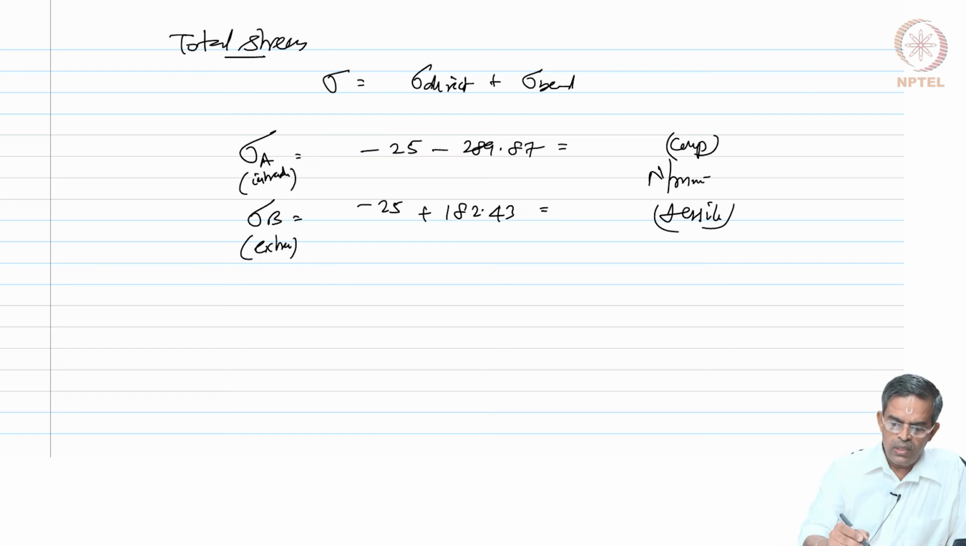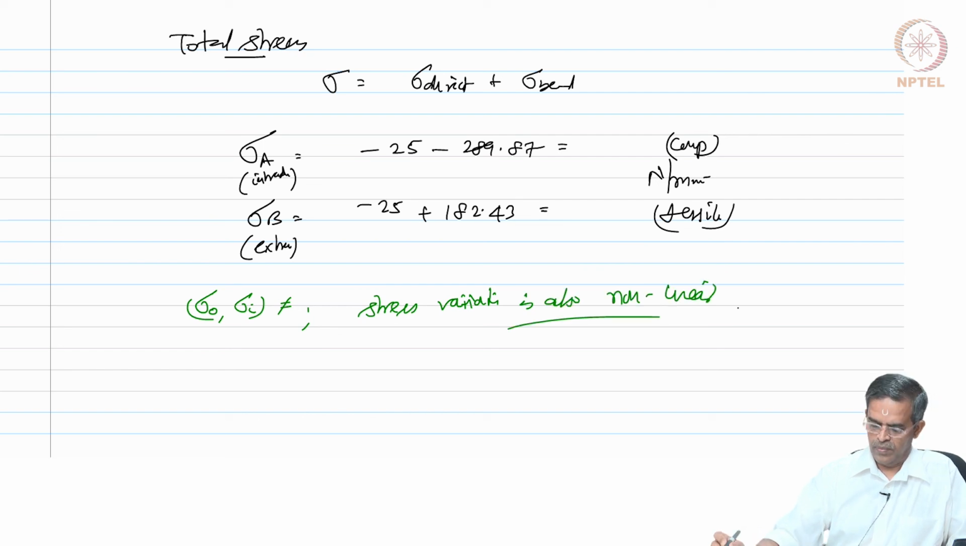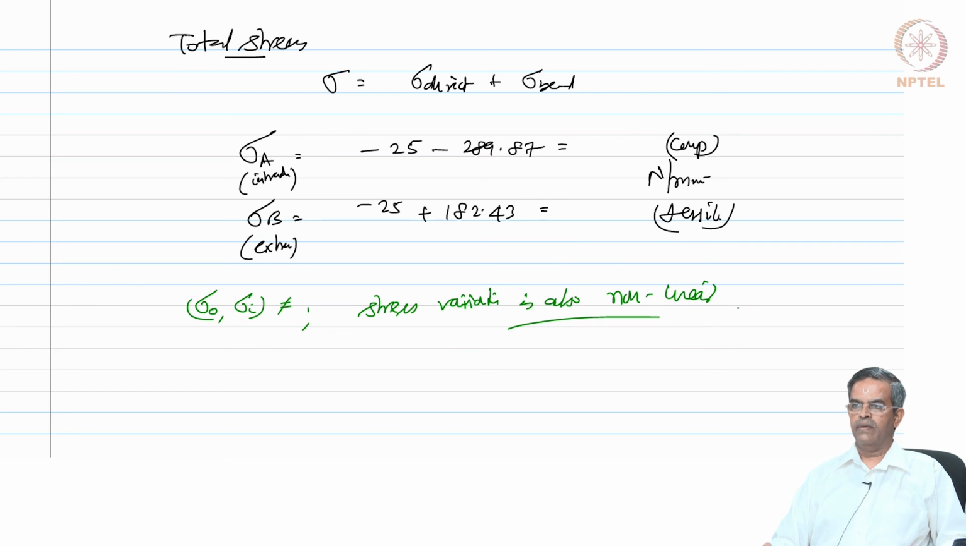So, one can also see here the stress at extradas and stress at intradas are not equal, which means the stress variation is also non-linear. So, you cannot predict that. You have to find the exact fiber distance and then keep on working out the stresses.